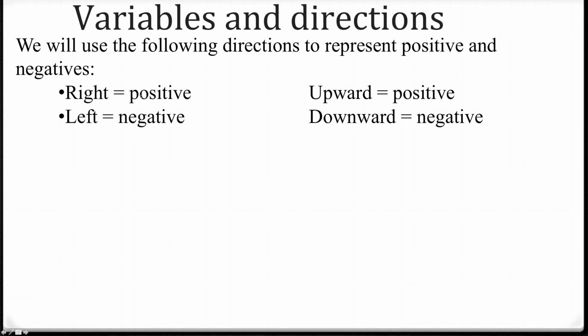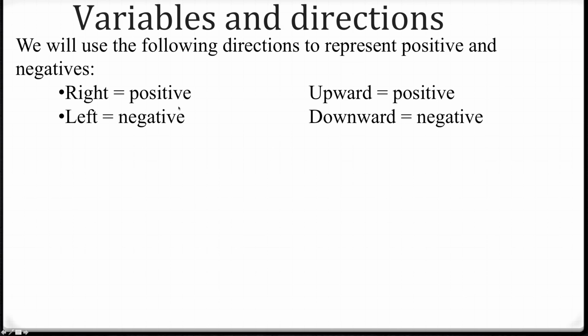All right, let's go over variables and direction. This slide is really important. The earlier you learn these, the easier this will be. So to keep things in unison throughout this unit, we are going to assign things positive and negative. Anytime an object's moving to the right, we're going to call it positive. If it's moving left, it'll be negative. If it's moving up, that'll be considered positive, and down will be considered negative.